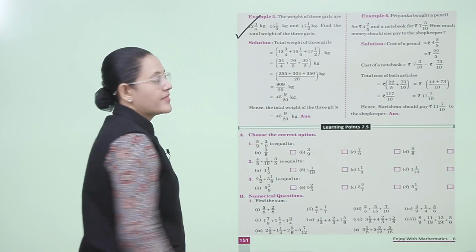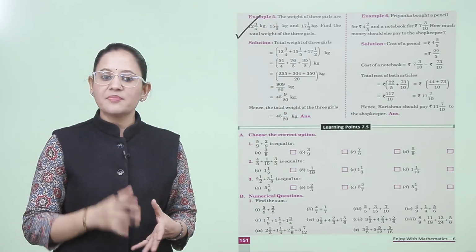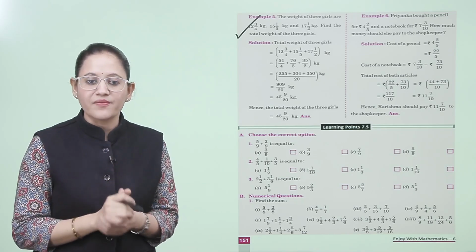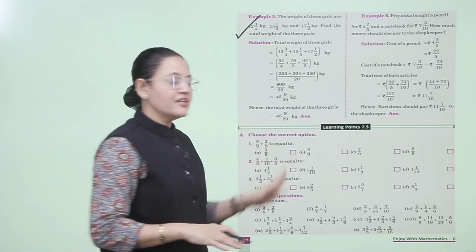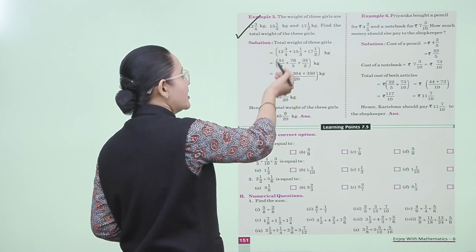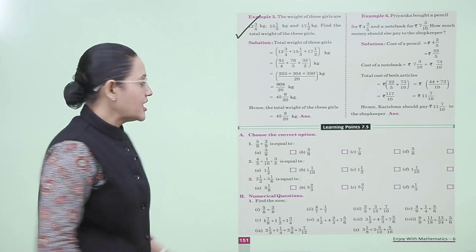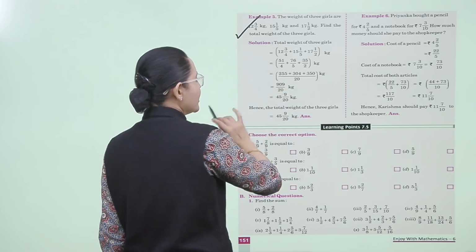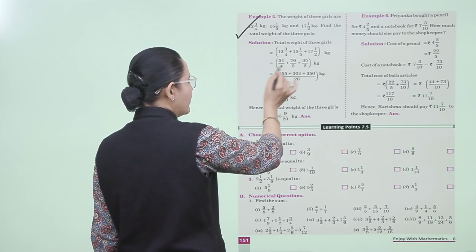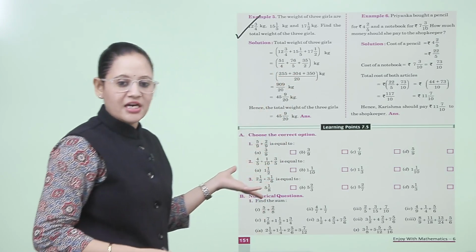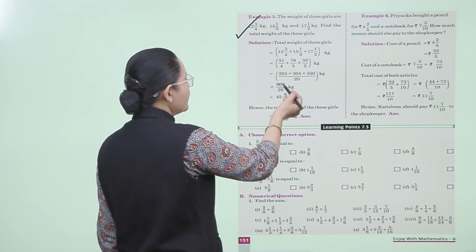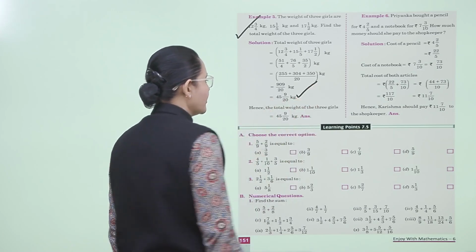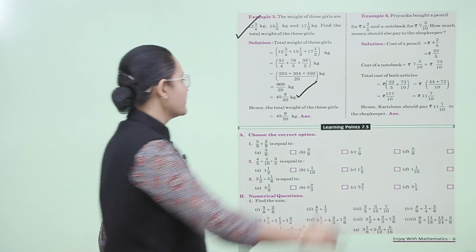Next example, the weights of 3 girls are 12 3 by 4 kg, 15 1 by 5 kg and 17 1 by 2 kg. Find the total weight. Again these are mixed fractions. First we'll convert the weights into improper fractions. Now we'll take the LCM of 4, 5 and 2, that is 20, and we will add as we have done earlier. So that is equal to 909 upon 20, 45 9 by 20 kg. That is the total weight of the 3 girls.